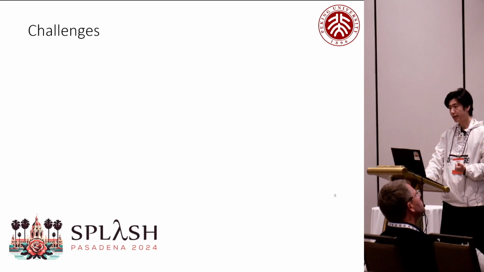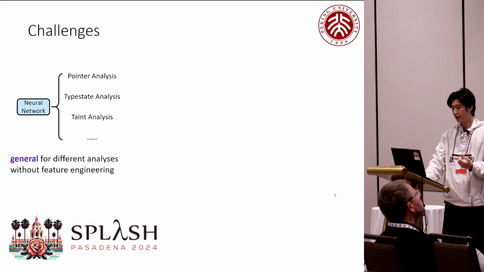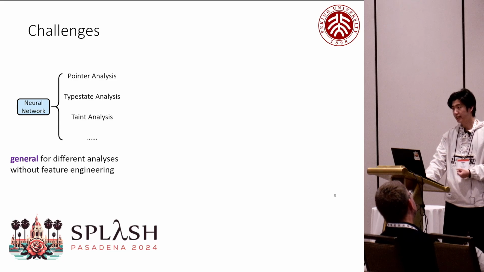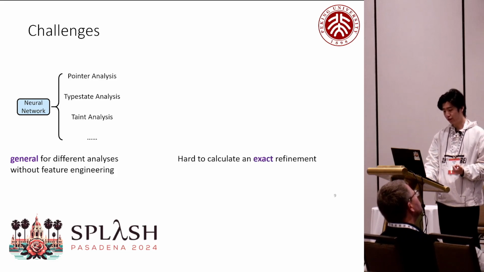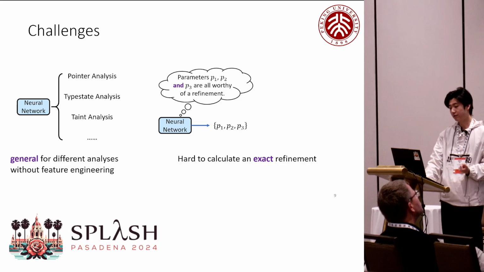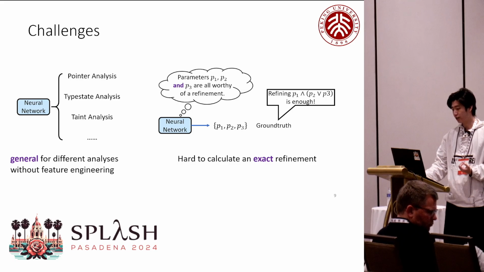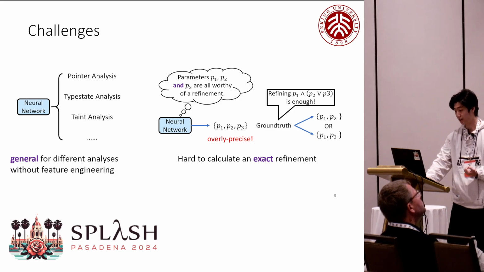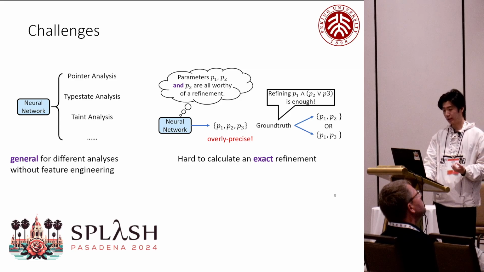However, we face two main challenges. The first is that there are too many different analyses, and different analyses require different domain knowledge. So, how to develop a technique that could be applied to different analyses without feature engineering is a challenge. Second, neural networks are good at learning, so they can distinguish helpful parameters from unhelpful ones. However, in most cases, refining parts of those helpful parameters is enough, while refining them all can result in an overly precise abstraction which runs slow. So, using neural networks alone does not work quite well.